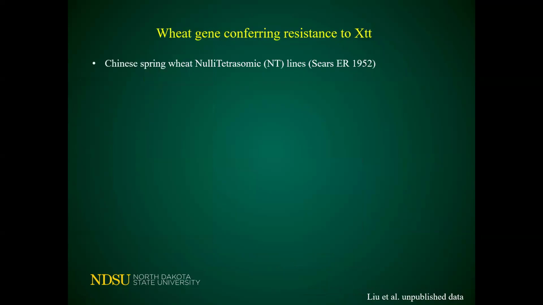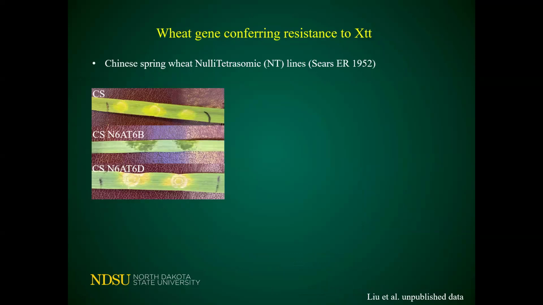And usually Chinese Spring is resistant, right? So we tried to look at what genes in the wheat confer the resistance. We screened Chinese Spring, what we call nullisomic-tetrasomic lines. We found 6A looks like it contains that resistance gene.